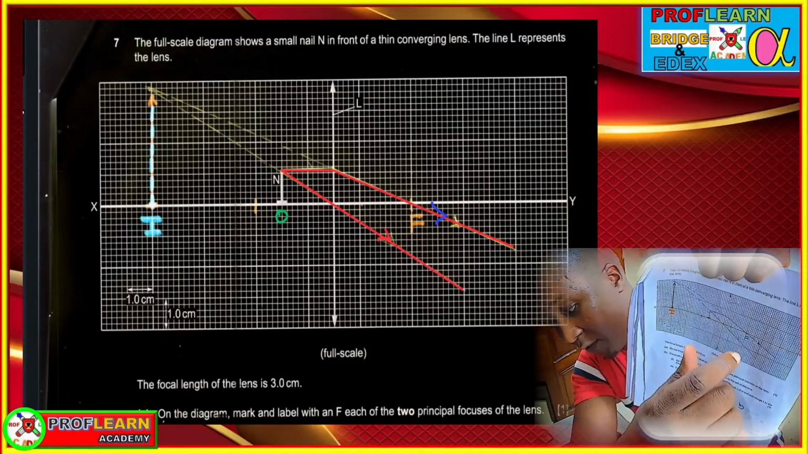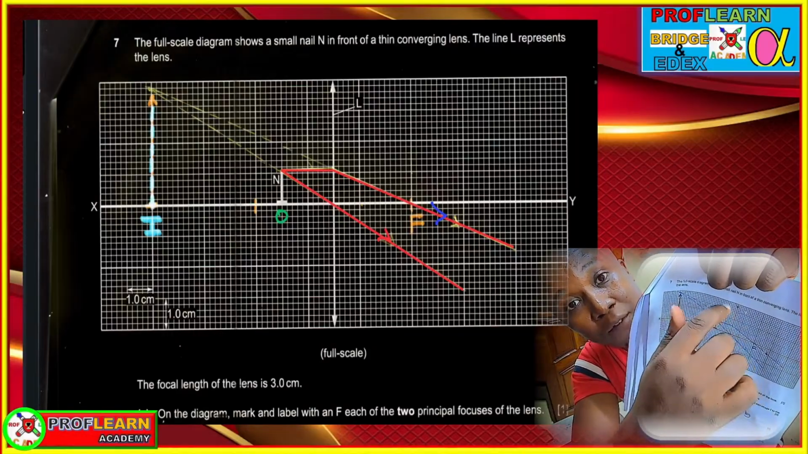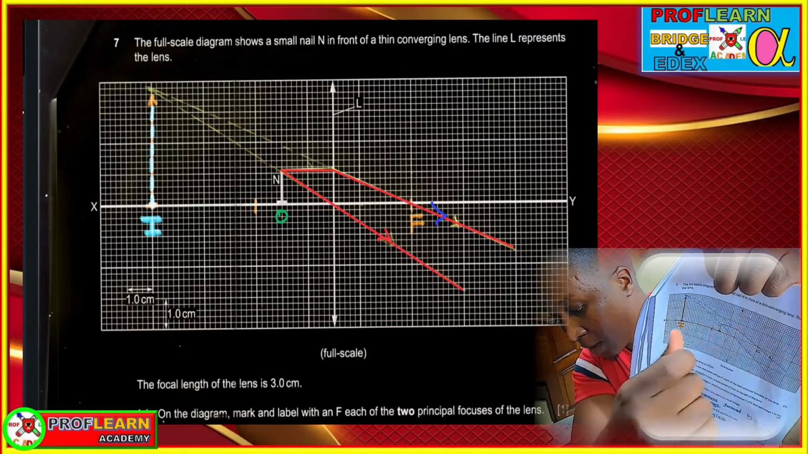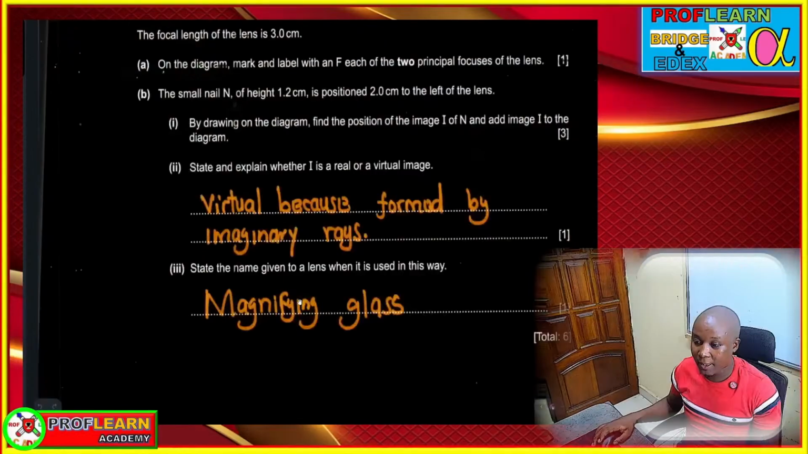So we have to produce them backwards so that we can have our image formed at this given point here. The next part that we are being asked: state and explain whether the image is virtual.